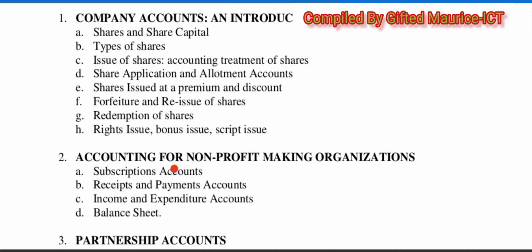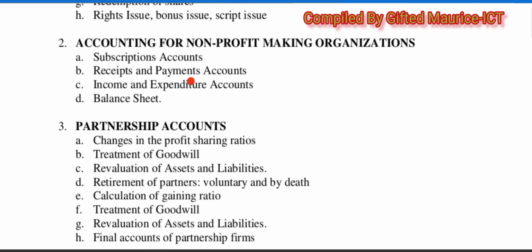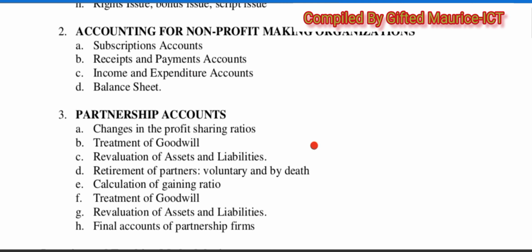Then our topic number 2 is accounts of non-profit making organizations. And when we talk about non-profit making organizations, we are talking about those organizations whose main aim is to serve the interest of the members. So if it is to serve the interest of the members, you do not declare any profit because they do not exist to make profit. So their main objective is not profit making, but rather to serve the interest of the members.